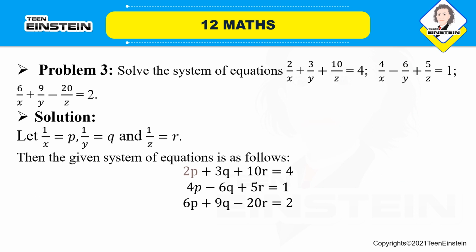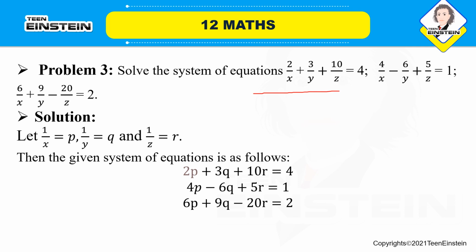The next problem is not a word problem. It's a different problem. Here we have to solve the system of equations, given in terms of reciprocals. That is the difference here. The equations are 2 by x plus 3 by y plus 10 by z equal to 4; 4 by x plus 6 by y plus 5 by z equal to 1; and 6 by x plus 9 by y plus 20 by z equal to 2. So what is the difference here? The system of equations are given in terms of reciprocals. So how to solve that? We are going to see.